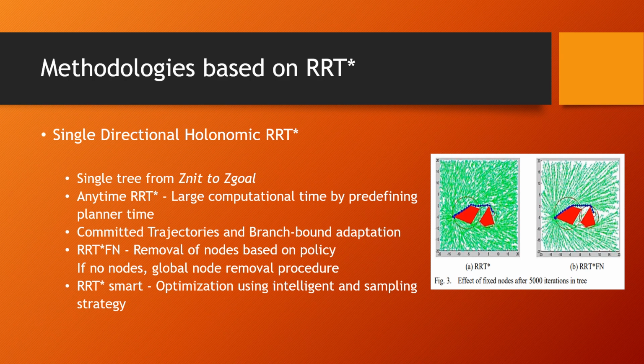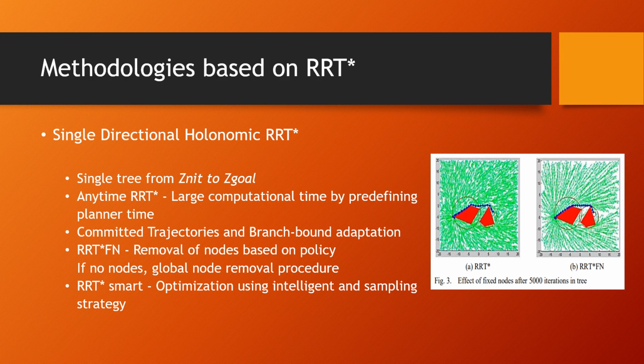RRT star shortcomings include memory consumption due to the large expansion space, so a more efficient variant is RRT star FN, which allows a limited number of nodes. RRT star FN forces a fixed number of nodes in the tree, removing a node when the limit is reached, so that when the global and local schemes are not satisfied the node is not inserted.